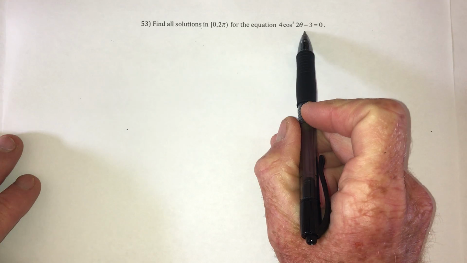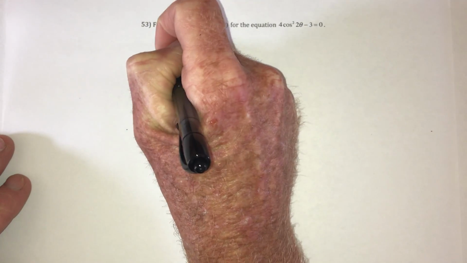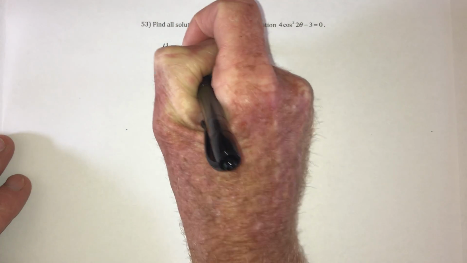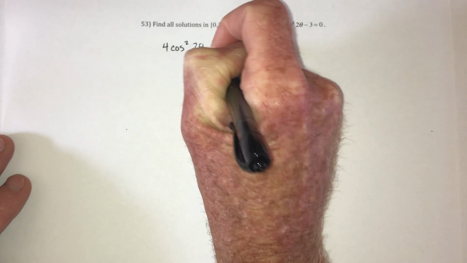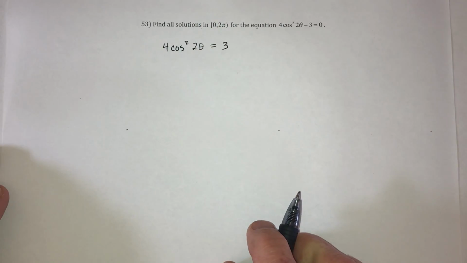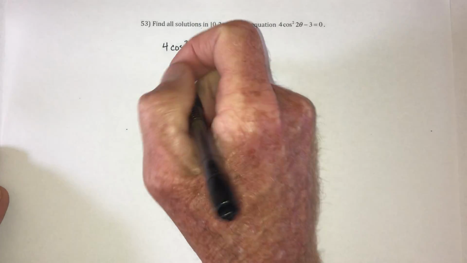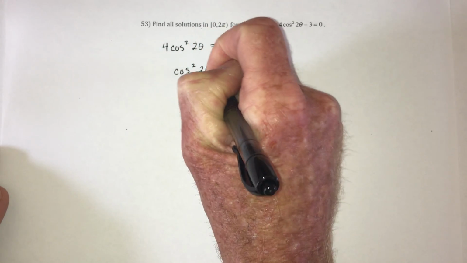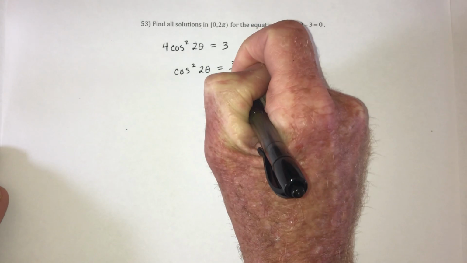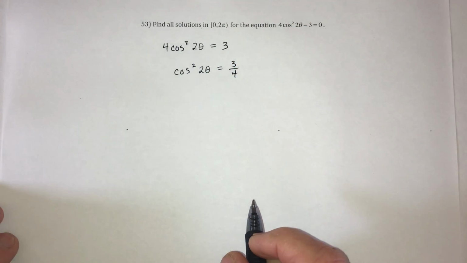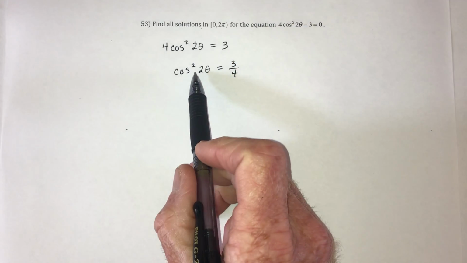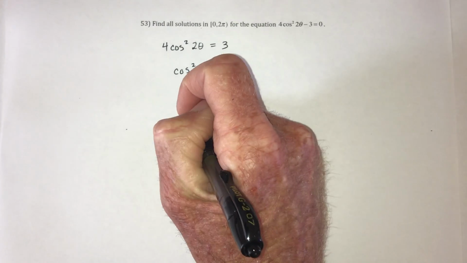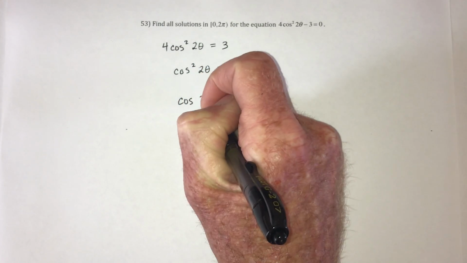The first thing to do is add 3 to both sides. So now it equals 3. Next up, divide both sides by 4. So it's going to equal 3/4. Now for getting rid of this square, take the square root of both sides.